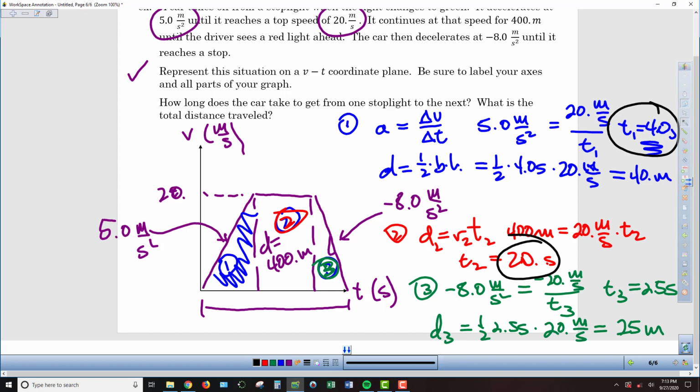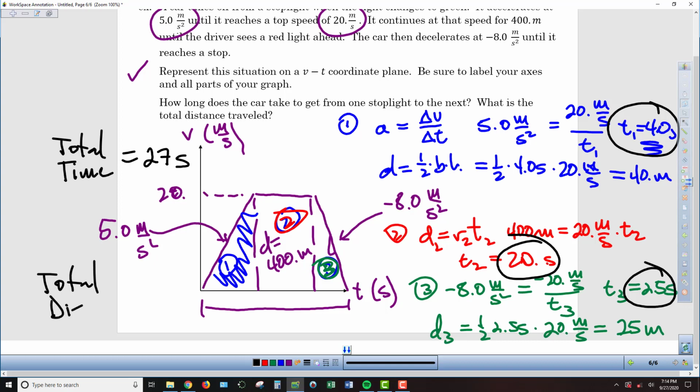So for a grand total, if we add up our 3 times, we've got this 4, we've got this 20, and we've got this 2.5, but we're going to have to round off to the nearest whole number after we add all those because of our significant figures rules. Our total time in this case is going to end up at, rounding off, 27 seconds. And then for our total distance that's traveled, we've got the 40 meters here, we've got the 400 meters that we already knew from the given information of that middle segment, coupled with this 25 meters. All of those are to the nearest whole number, so if we add those together, we'll get a total distance of 465 meters.